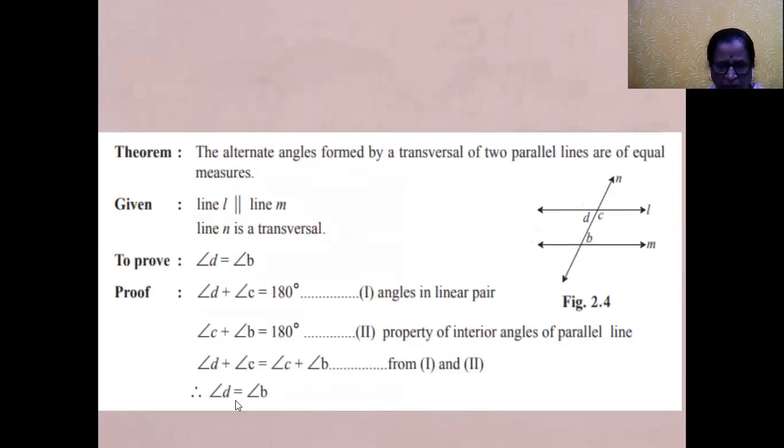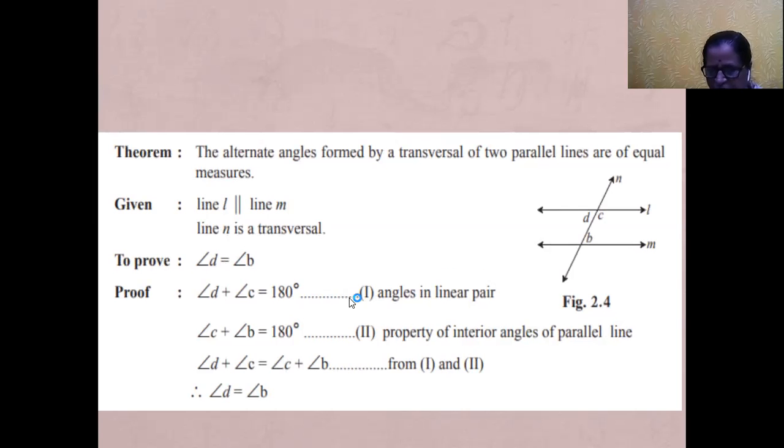Then the second theorem is that the alternate angles formed by the transversal of two parallel lines are of equal measure. Here line L is parallel to line M and N is a transversal. And what we have to prove? That angle D's measure is equal to angle B's measure. So we take angle D plus angle C, which is a linear pair.